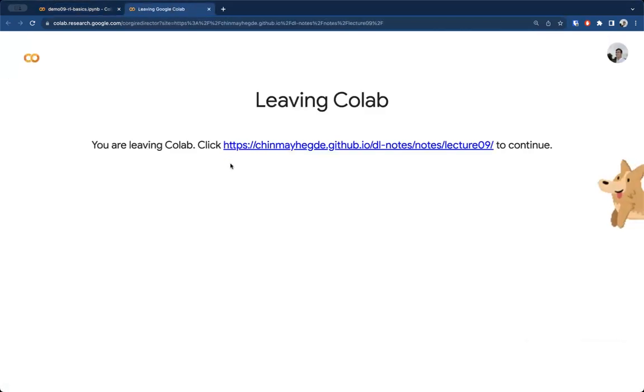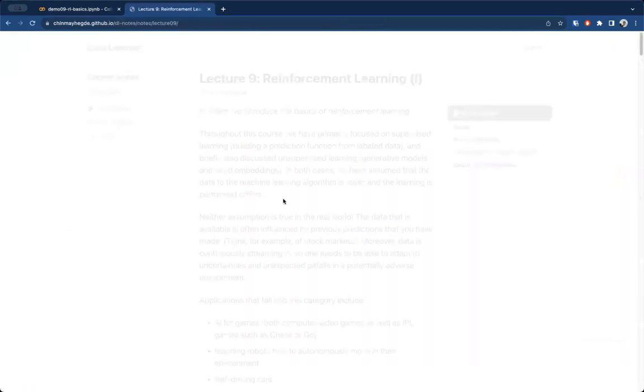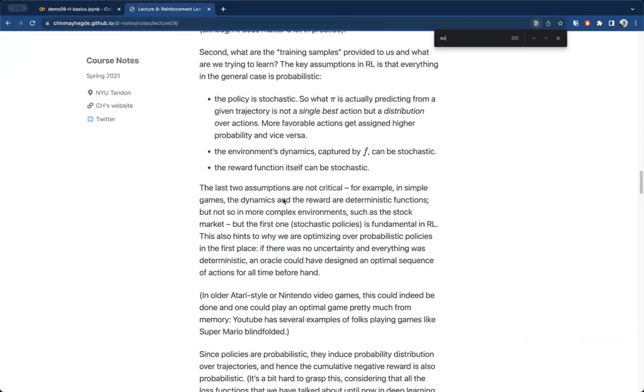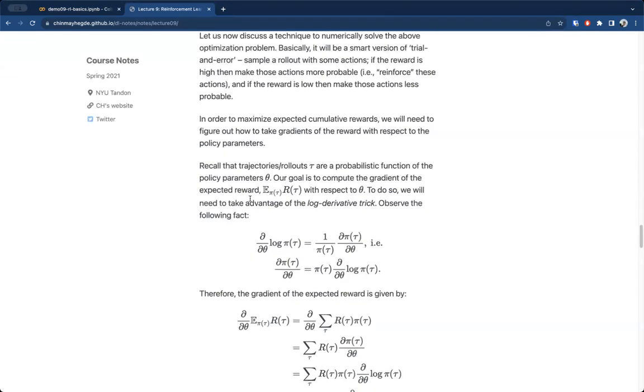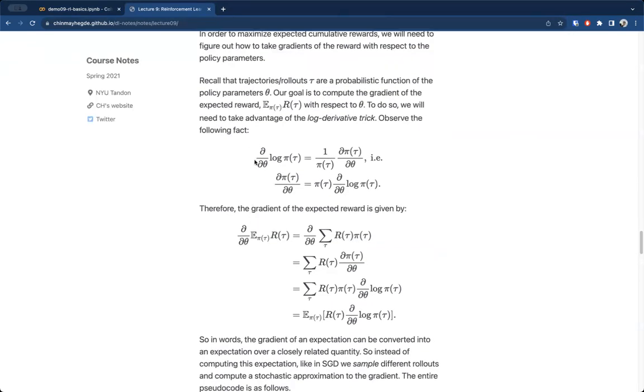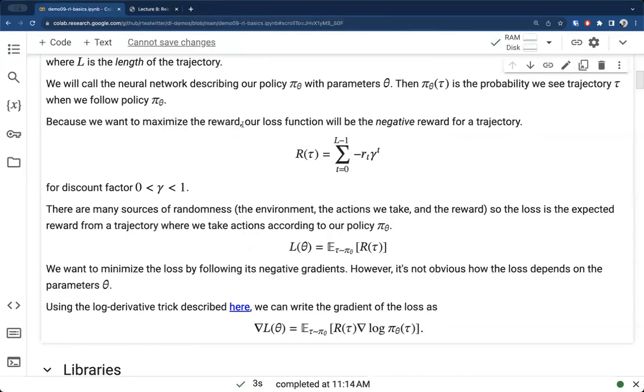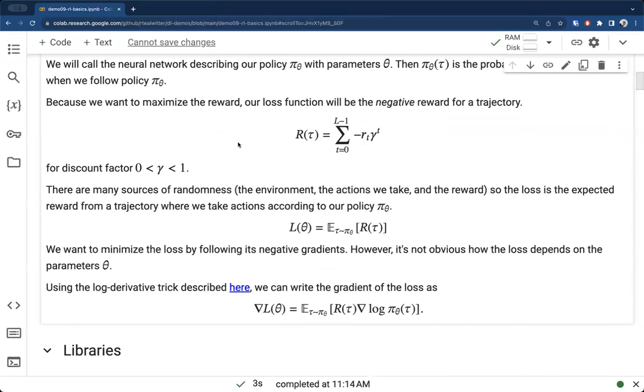And I'll briefly show you where you can find this here. Okay. This is the log derivative trick, and I would recommend reading the notes around here for context. It's very nice math, but I don't want to talk about it here during this code demonstration.